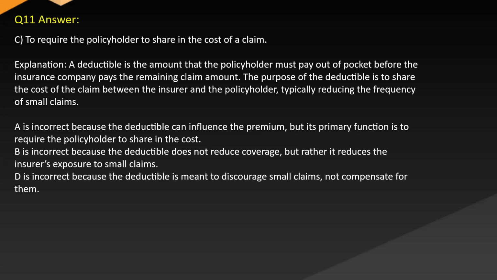A is incorrect because the deductible can influence the premium, but its primary function is to require the policyholder to share in the cost. B is incorrect because the deductible does not reduce coverage, but rather it reduces the insurer's exposure to small claims. D is incorrect because the deductible is meant to discourage small claims, not compensate for them.